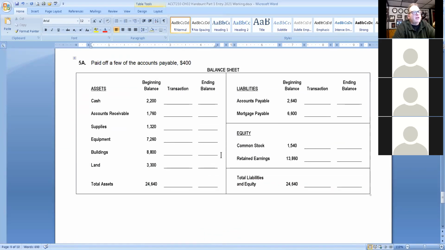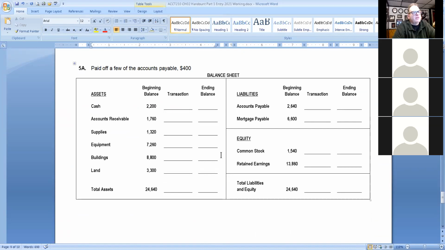So 5A is we paid off a few of the accounts payable, $400. All right. Well, what's going to happen with that? Well, first of all, what did they pay with? They paid with cash, so I think cash would go down by 400, and then the accounts payable will go down by 400 too. Correct. Yep. Correct and correct.